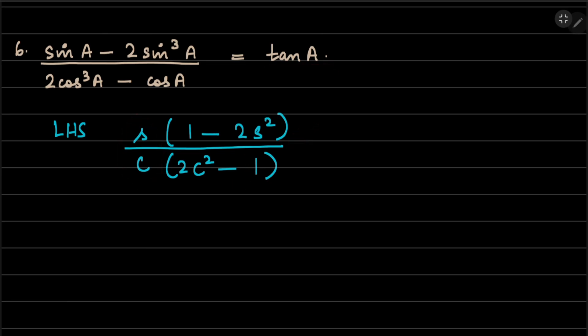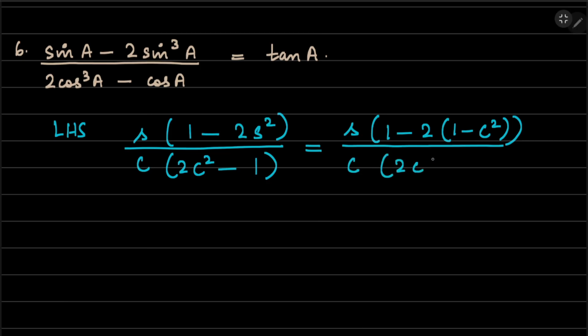How will we do it? Let's convert the numerator. Sine square is 1 minus cos square. So you have sine multiplied by 1 minus 2 into, I'll write sine square as 1 minus cos square, whole divided by cos A multiplied by 2 cos square A minus 1. So here you'll have sine A multiplied by 1 minus 2 plus 2. Just multiply: minus 2 into 1 is minus 2, minus 2 into minus cos square, minus into minus is plus 2 cos square.